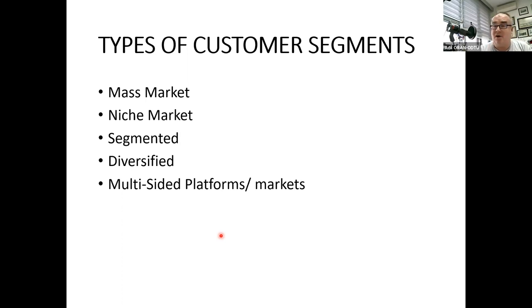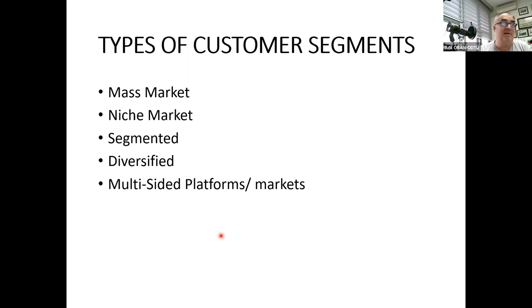A segmented market is when you're able to identify different market segments, and you develop different products or different versions of your product for the different segments. This is a possibility, but typically this customization requires a lot of resources, which you might not have as a startup, as a new young company.